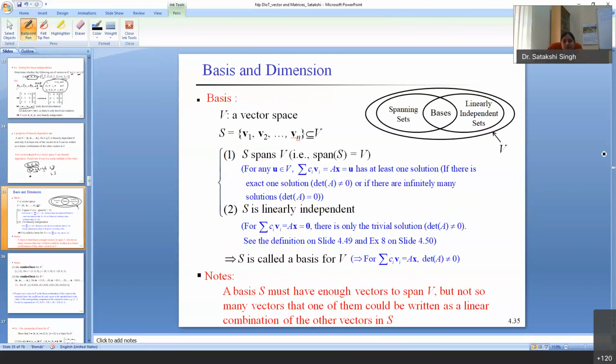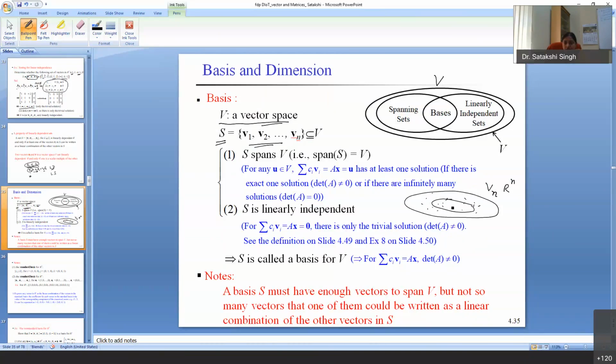Next, we have the basis and dimension. Based on linear independence and dependence and the spanning sets, we will get the basis and dimension of the vector space V. Let us say V is a vector space and you have some set of vectors S, in which we have vectors taken from the vector space V. In this vector space, so many vectors are there. You have taken some of the vectors. This is the n-dimensional vector space, or you can write it as Rn.